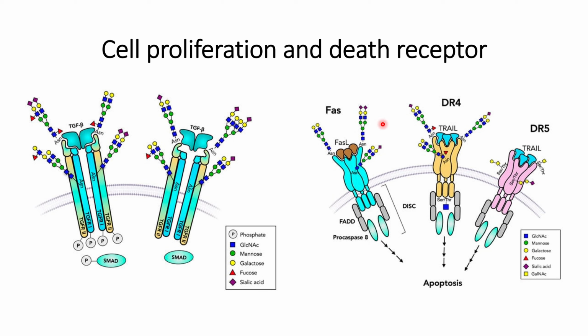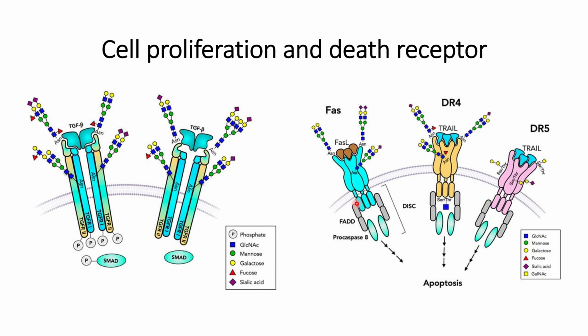In this case also, all these receptors have glycan structures. Though the representation is not accurate, FAS has two N-glycan structures, DR4 has one N-glycan structure and O-glycan structures, and DR5 has no N-glycan structures but only O-glycan structures. And we can see that in the intracellular domain of this transmembrane protein, DR4 also has O-glycosylation in the intracellular domain.